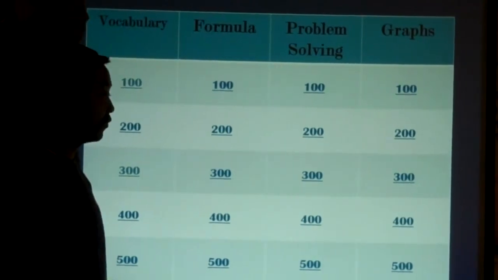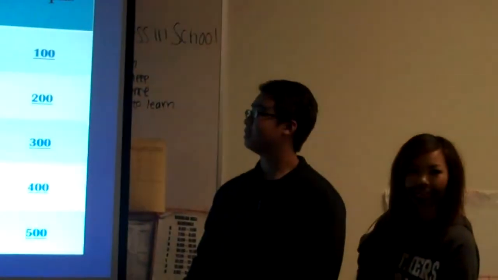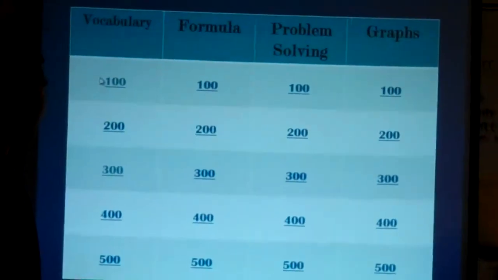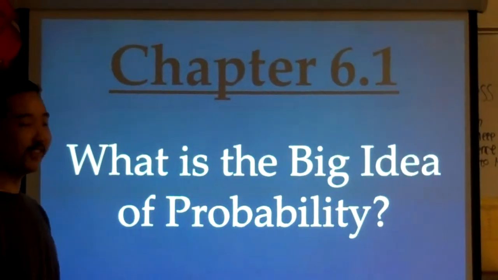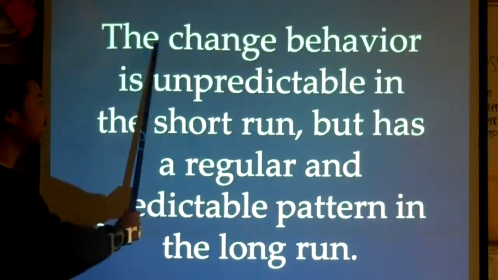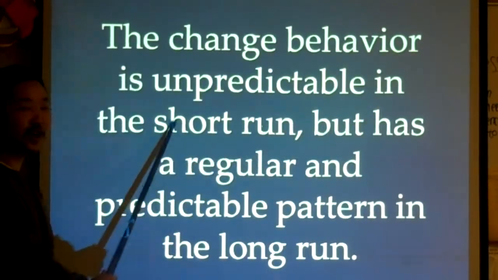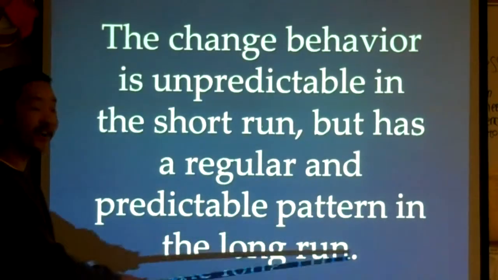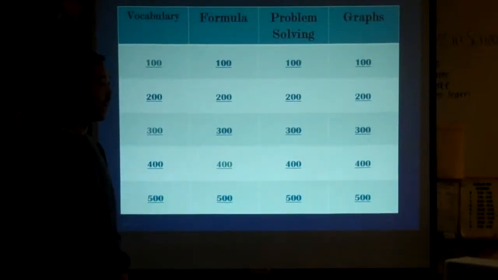So what would be your next category that you want to pick? Vocabulary 100. For chapter 6.1, what is the big idea of probability? It probably means probability. The big idea for it, random phenomenon or something like that. Wrong. It means the chance behavior that is unpredictable in the short run, but has a regular and predictable pattern in the long run. So since Nee didn't get it right, you get to pick it again.